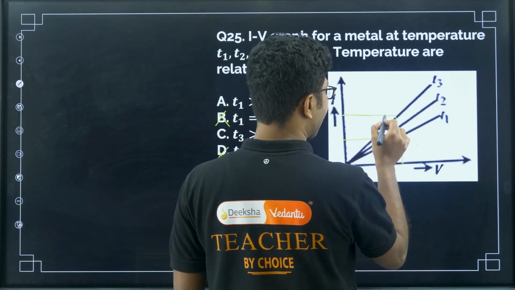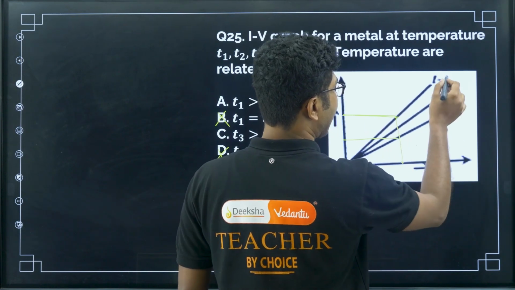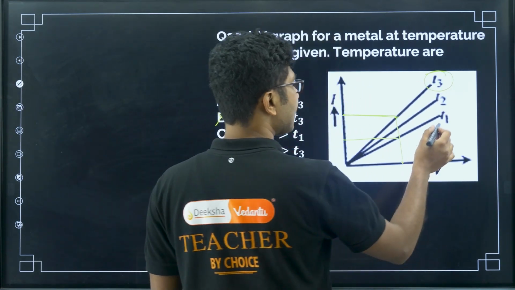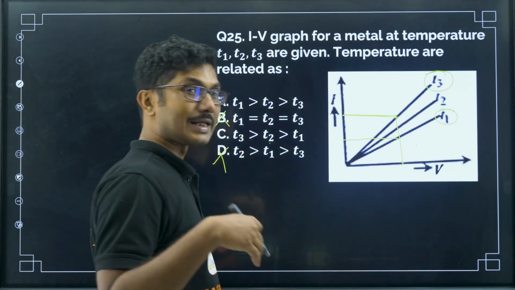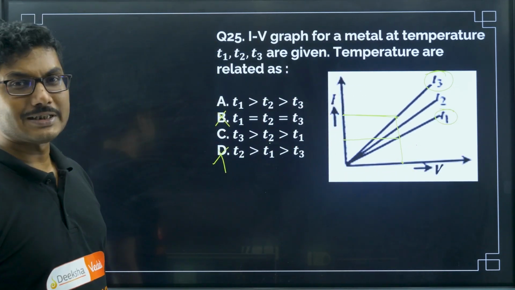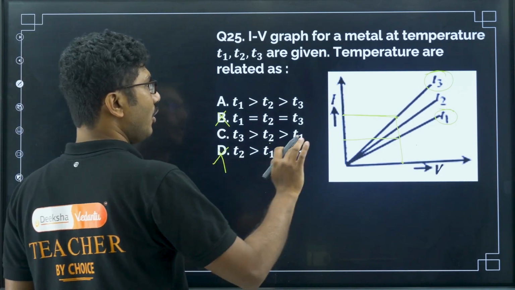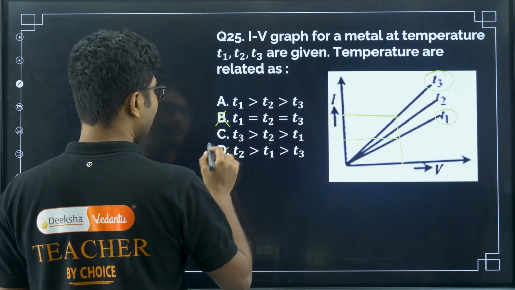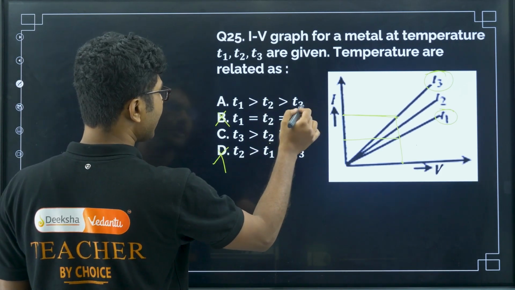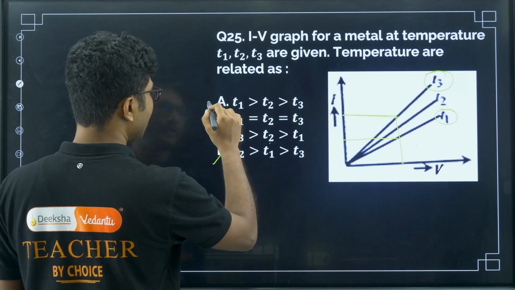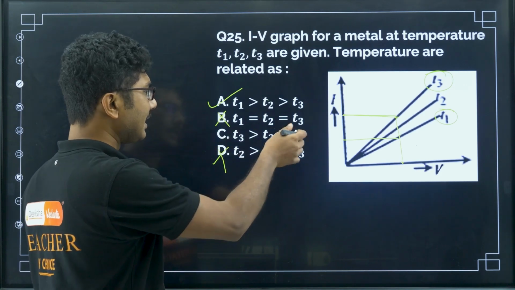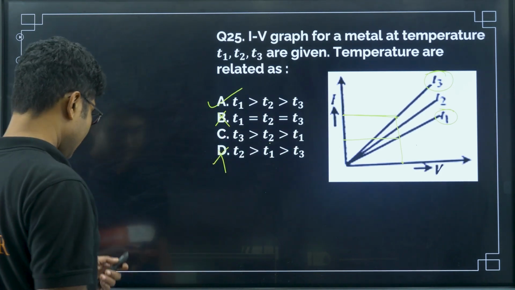Now at this temperature, current is maximum. So that means T3 must be the lowest possible temperature. T1 is the highest possible temperature, because as temperature increases, resistance also increases. Resistance increases means current decreases. So T3 is the lowest value and T1 is the highest value. So this is the lowest value, this is the highest value. So the correct answer is option A. In this case, T3 is highest, T1 is lowest, which is not correct, right?